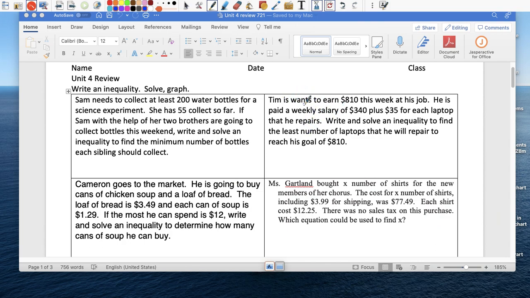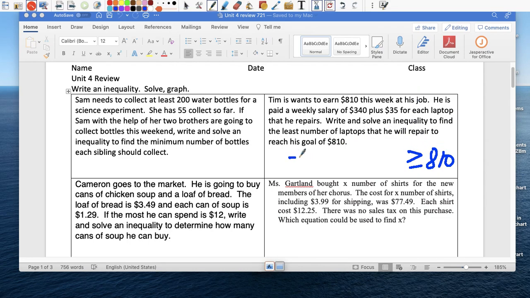Pretty simple. Tim wants to earn $810 this week. So again, set up your inequality. He's paid a weekly salary of $340 plus $35 for each laptop that he repairs. Solve the inequality. Find the least number of laptops that he will repair to reach his goal of $810. Well, it has to be equal to 810, or I guess he won't mind if he earns a little bit more than 810.